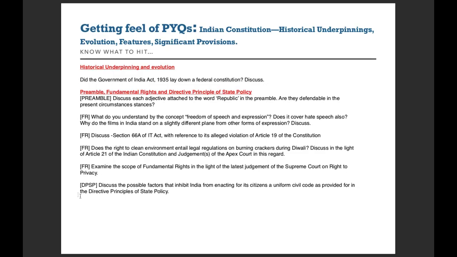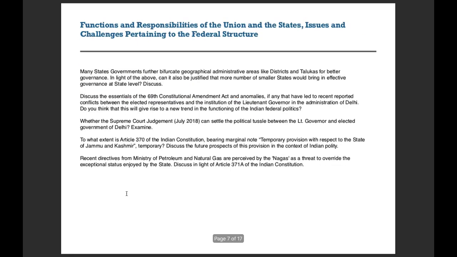Again, a question on the directive principles of state policy was asked. The directive principles mention that the states should endeavor to make a uniform civil code, but they are asking what the possible factors are that are inhibiting India. So these are the kind of applied questions from the directive principles of state policy.